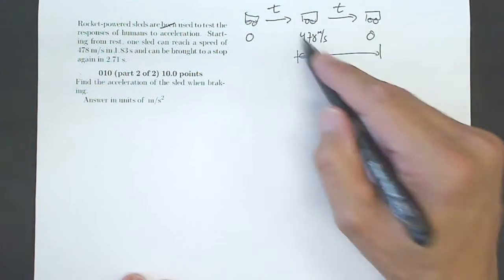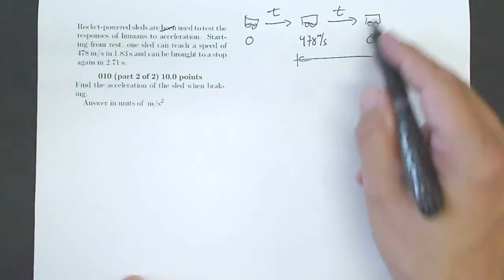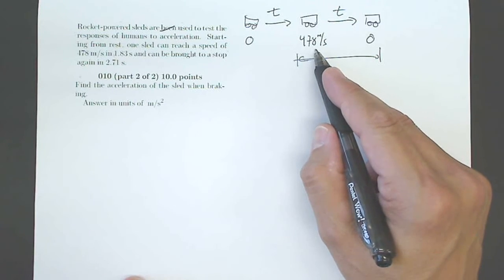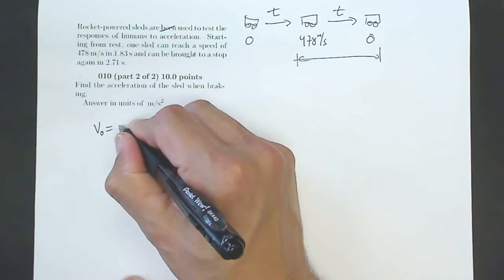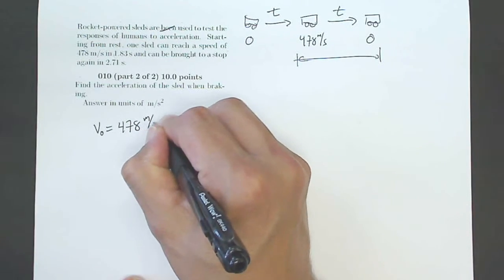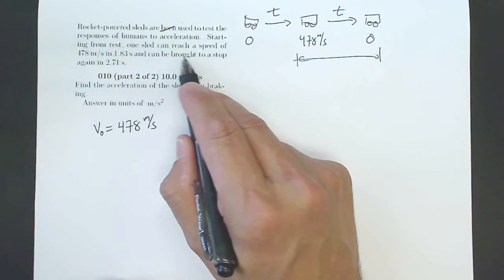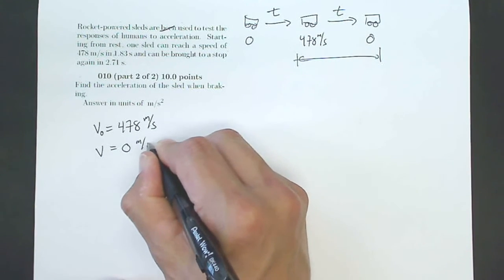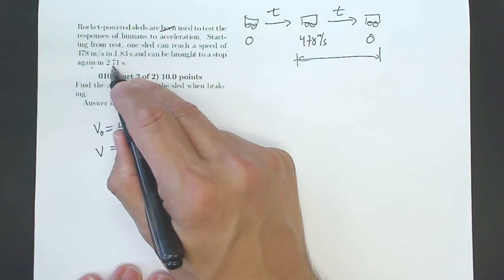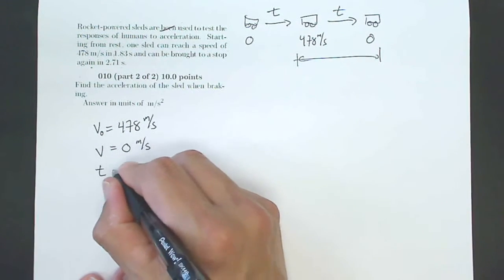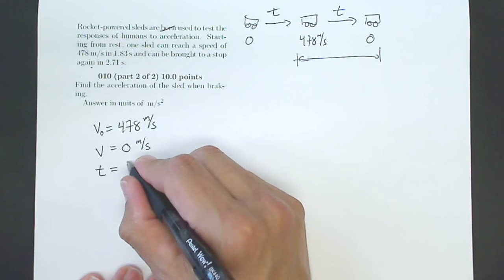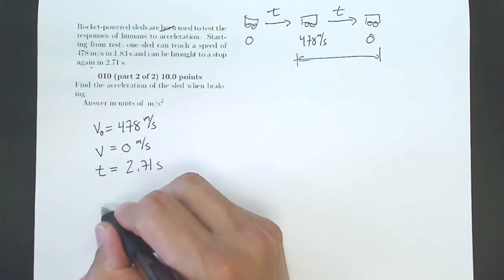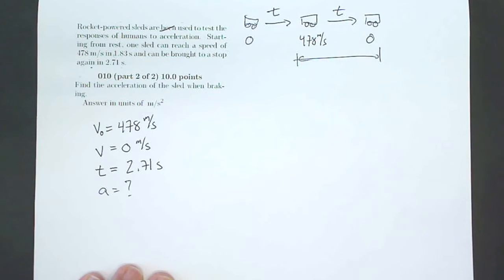So now I'm looking at this part of the problem. I need an initial velocity for this part, and it starts where it's already going at 478 meters per second. So my initial velocity is 478 meters per second. It's going to be brought to a stop again, so my final velocity in this case is 0 meters per second. And it does so in a time of 2.71 seconds. It doesn't say a time of, but you know it's seconds, so that's my time, 2.71 seconds. What is the acceleration of the sled when braking? That's a equals, question mark.